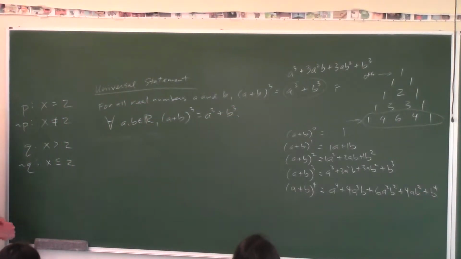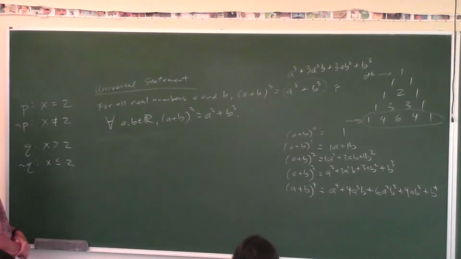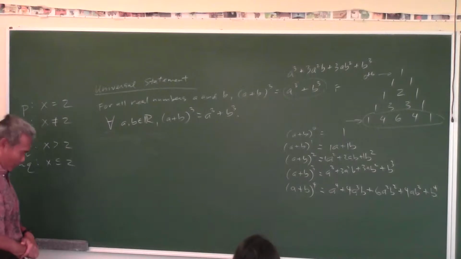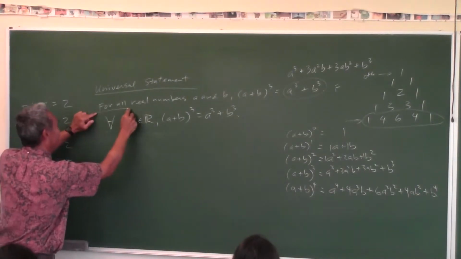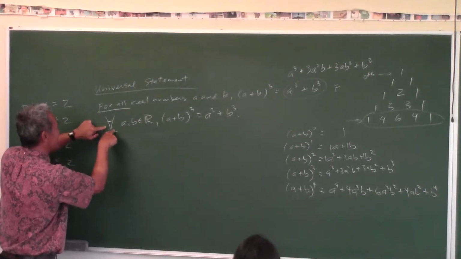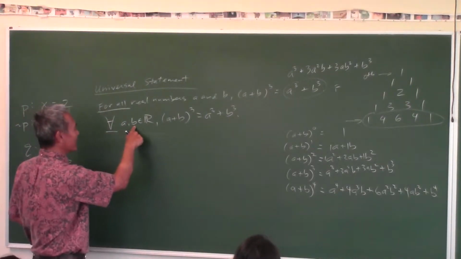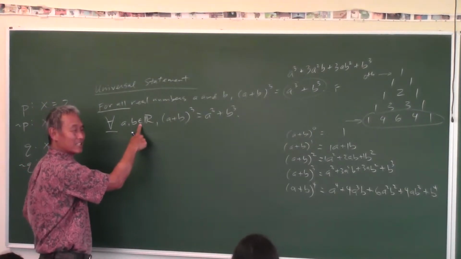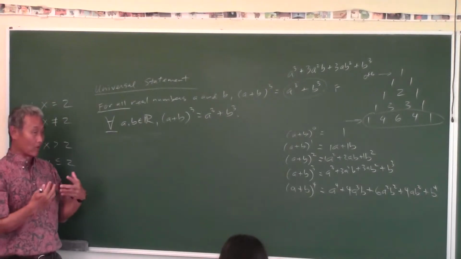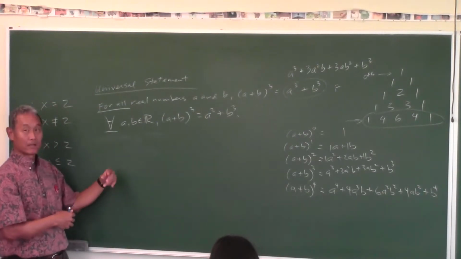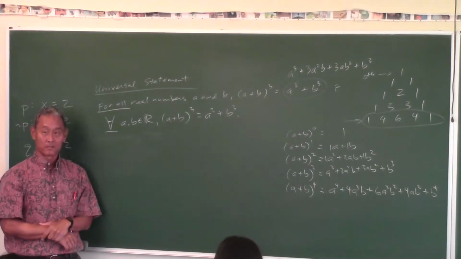So you can probably guess that this symbol here, the upside down A, means for all. That means this symbol means for all. A and B, what is the symbol? Is an element of the real numbers. Okay, now before we go any further, can I assume everybody knows your sets, the sets of all the numbers?